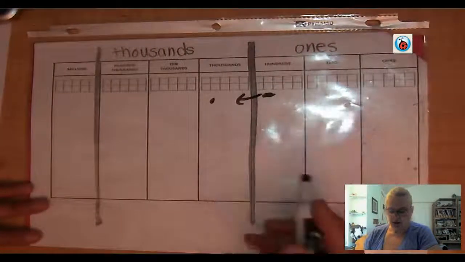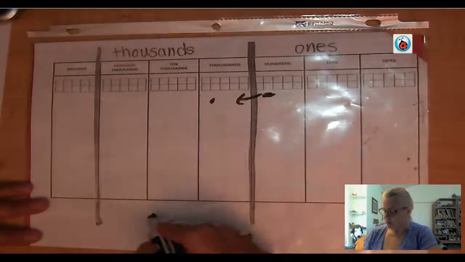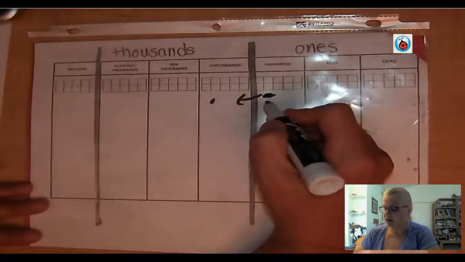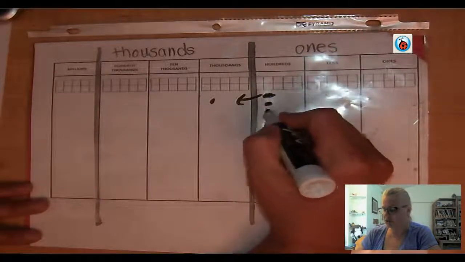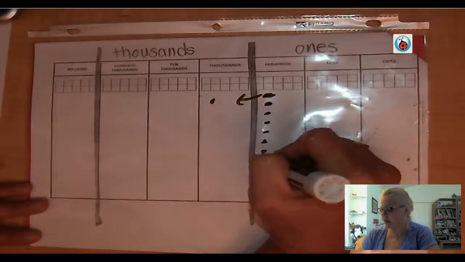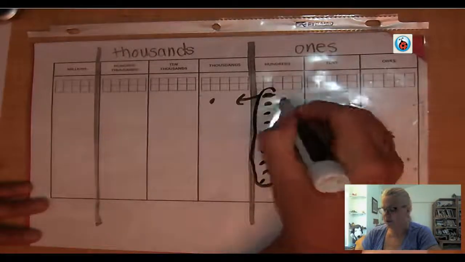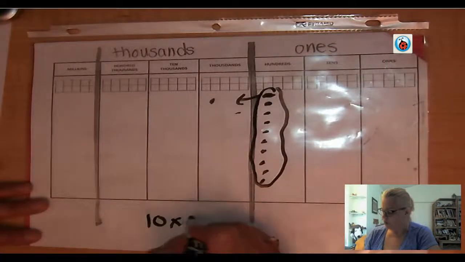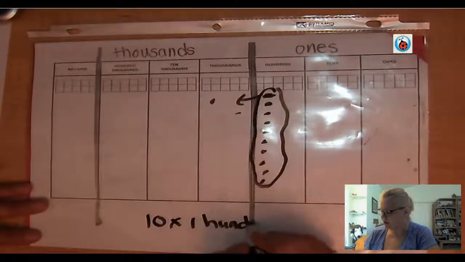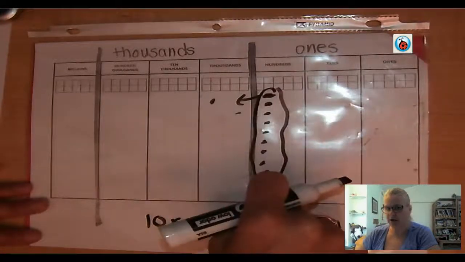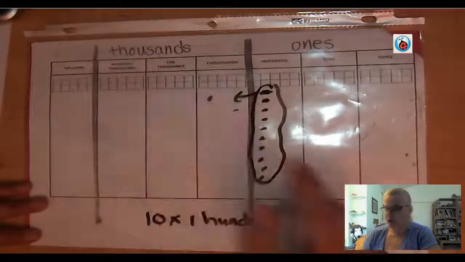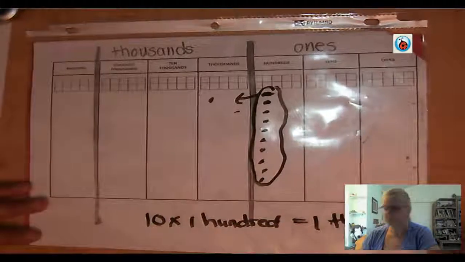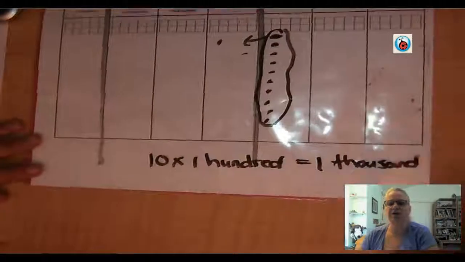Okay, so we know that we need to multiply it by 10. So there's 10 times. 1, 2, 3, 4, 5, 6, 7, 8, 9, 10. We would bundle those, we'd move it over, so it would be 10 times 100, which is what we just did. 10 times 100 equals 1,000. Okay? 10 times 100 equals 1,000.